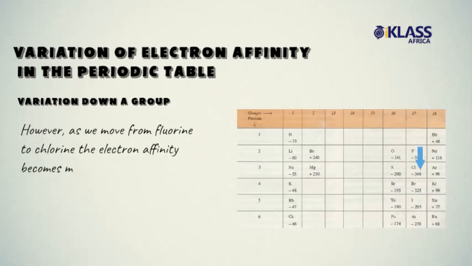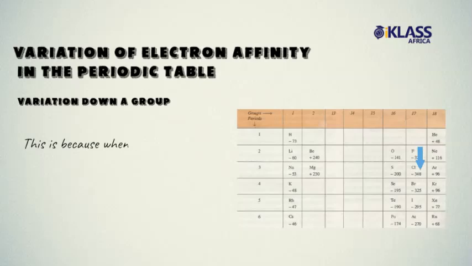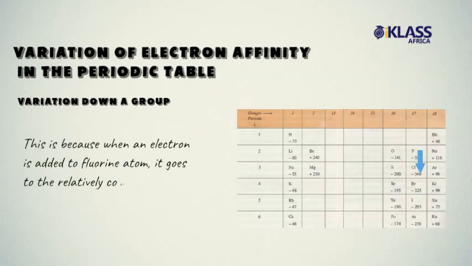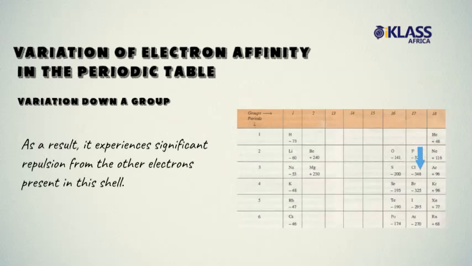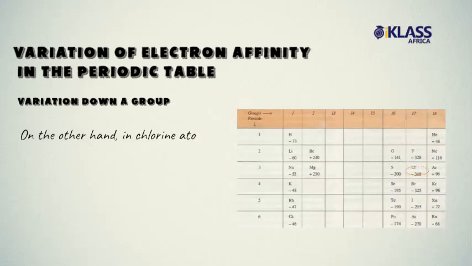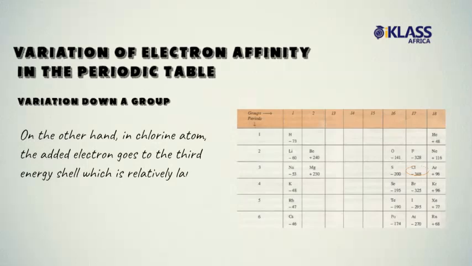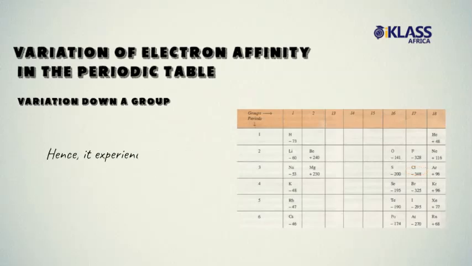This is because when an electron is added to a fluorine atom, it goes to the relatively compact second energy level. As a result, it experiences significant repulsion from the other electrons present in this shell. On the other hand, in a chlorine atom, the added electron goes to the third energy shell, which is relatively larger. Hence, it experiences less electron-electron repulsion. Therefore, electron affinity of fluorine is less negative as compared with chlorine.